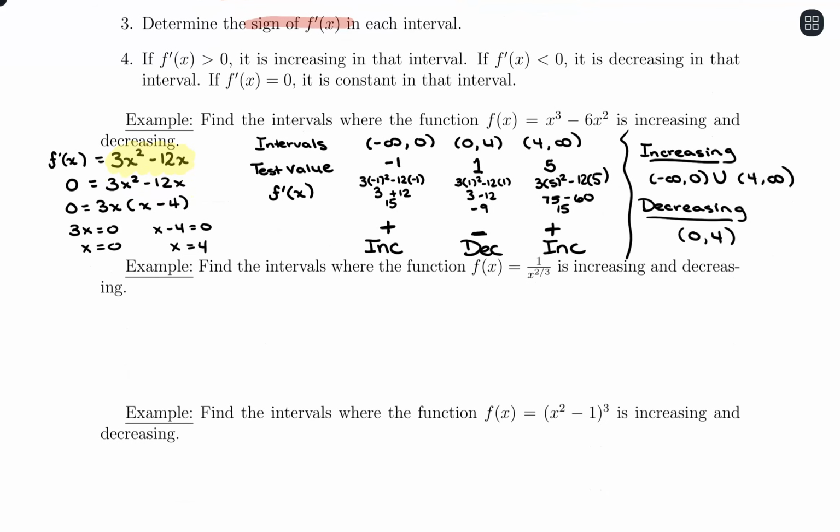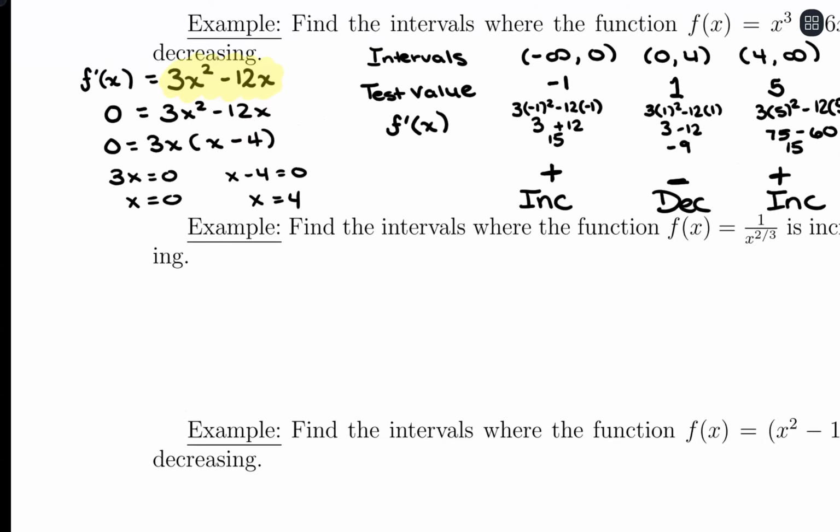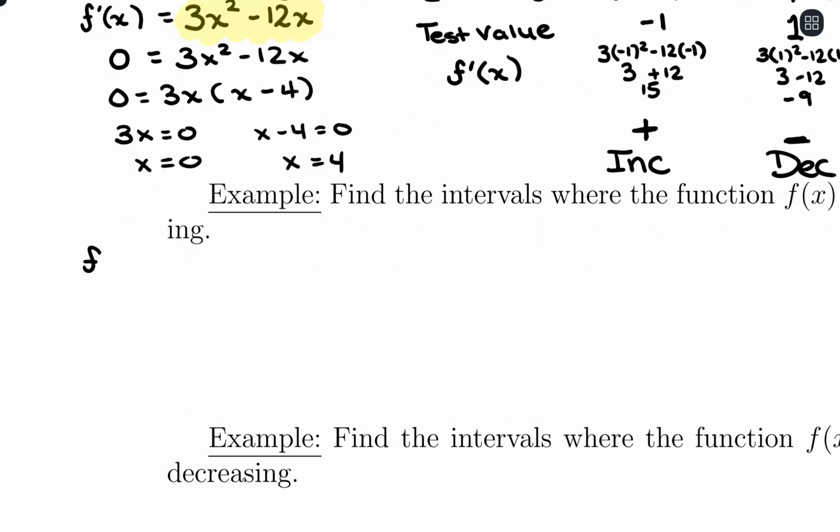All right, let's find the intervals where the function 1 over x to the 2/3 is increasing and decreasing. So our original function, I'm just going to rewrite it as x to the -2/3, which means our first derivative is, let's see, the -2/3 will come out front, and then we'll have x, and then we need to bump that down by 1, so -2/3 minus 1 should be a -5/3.